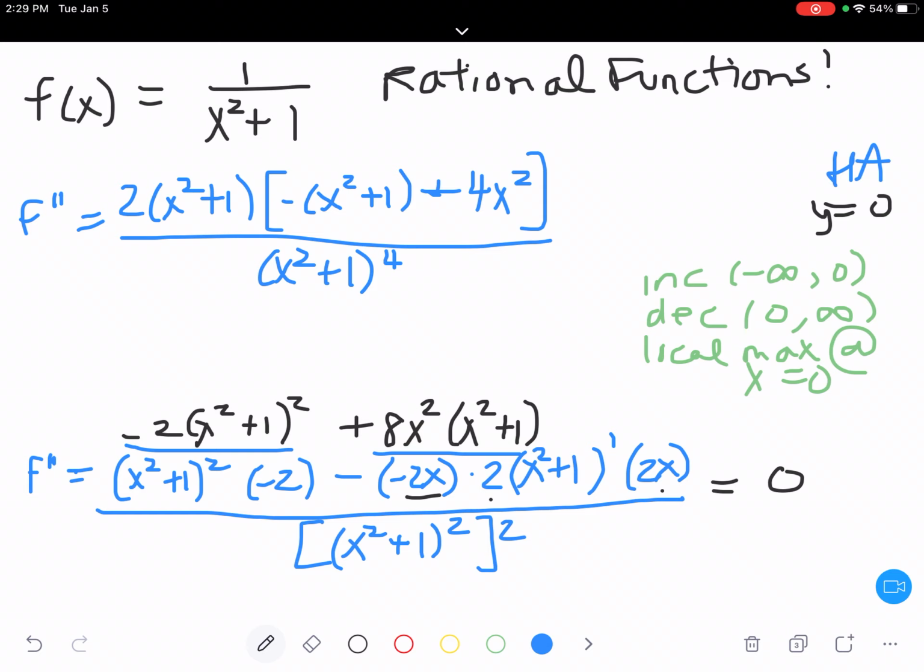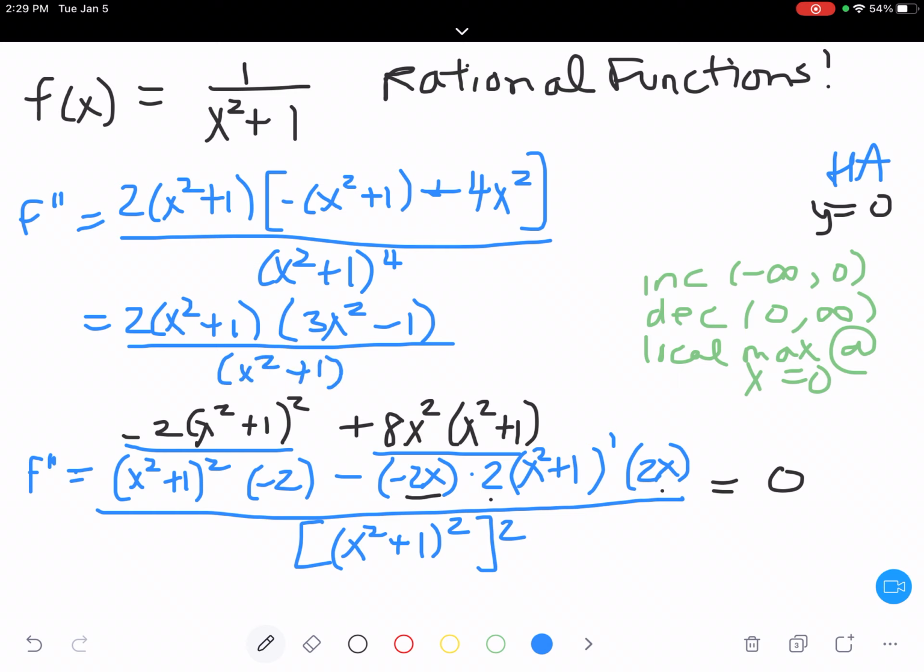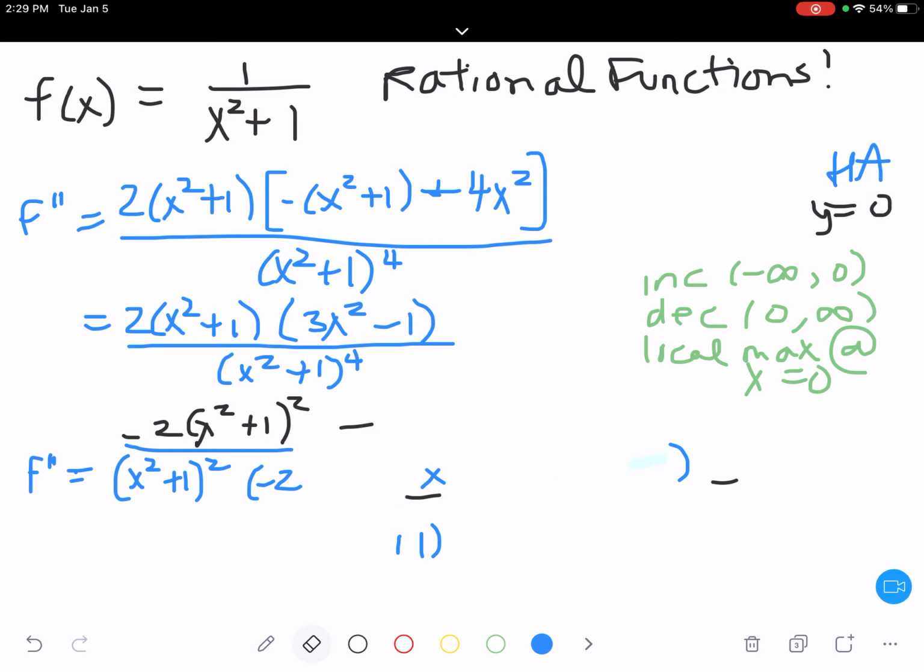I'm going to clean up that numerator one more time. And I'm going to have 2 times x squared plus 1 times, and these are very algebra heavy, and I apologize, but there's no way to get around it, I have a 3x squared minus 1 here now, all over x squared plus 1 to the 4th. Let me clear some space.